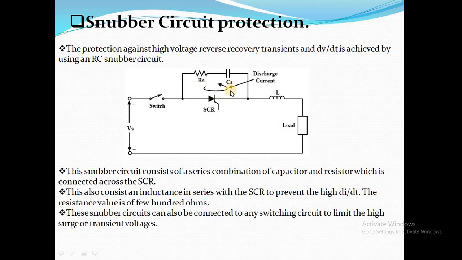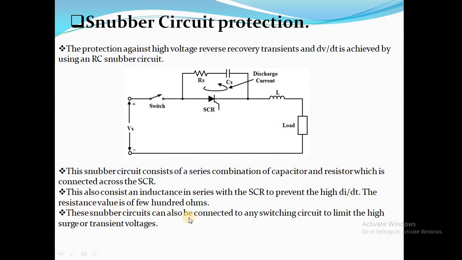Suppose the current reaches beyond the rating, then that may damage the SCR. Therefore, a resistor is used in series with the capacitor. As the resistor is connected in series, there is a small drop across the resistor, and due to this drop the SCR gets a current within the specified rating. By this, the SCR gets protected against the over voltage or the reverse recovery voltage by the snubber circuit. Here the capacitor is called the snubber capacitor and the resistor is called the snubber resistor.